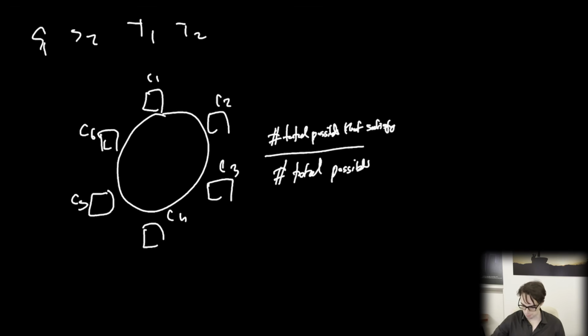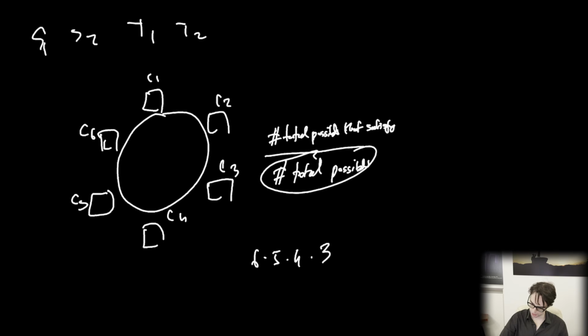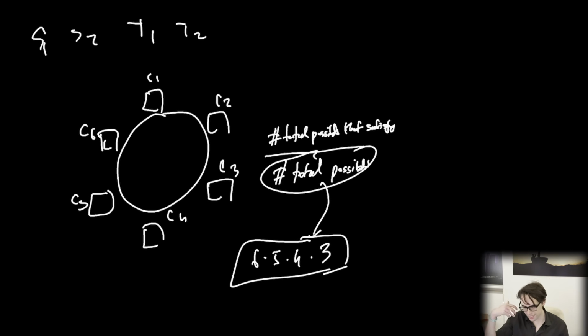Student 1 sits first. How many places can they sit at? They can sit at 6. Student 2: student 1 has already taken a seat, so they have 5 options. Teacher 1 has 4 options, and teacher 2 has 3 options, so the total number of possible options is 6 times 5 times 4 times 3. We're not going to calculate what this is because we might be able to do something similar for the total number of possibilities that satisfy the statement.